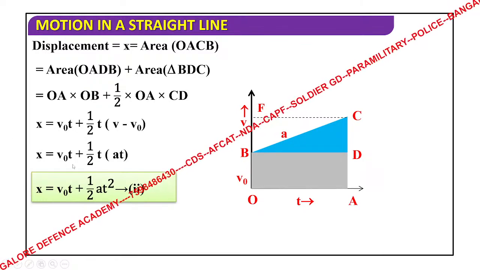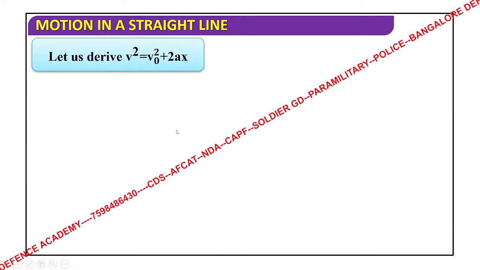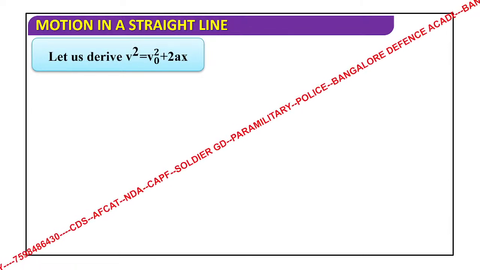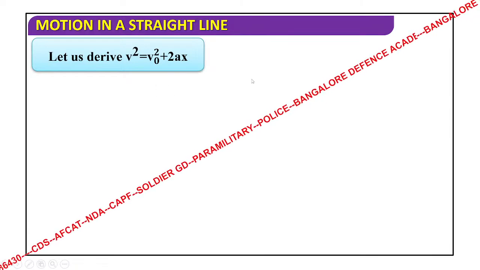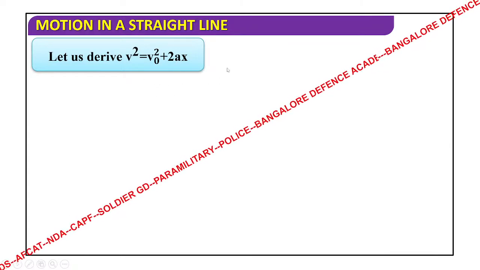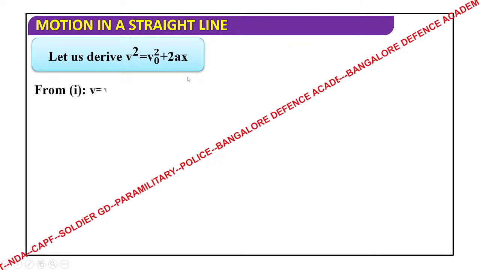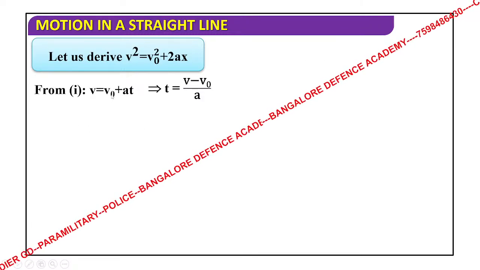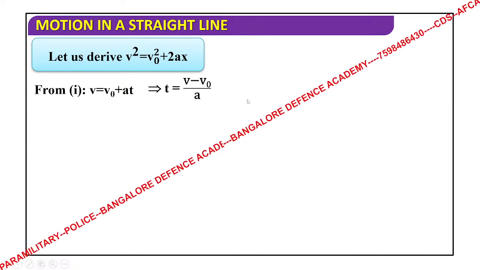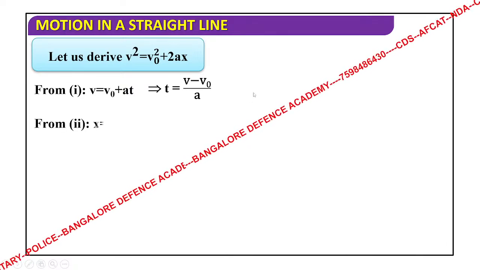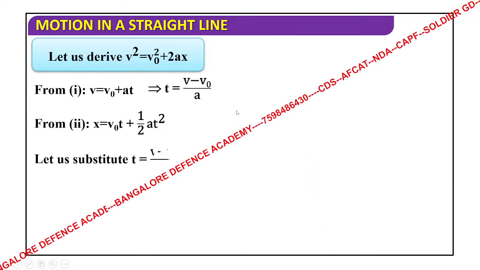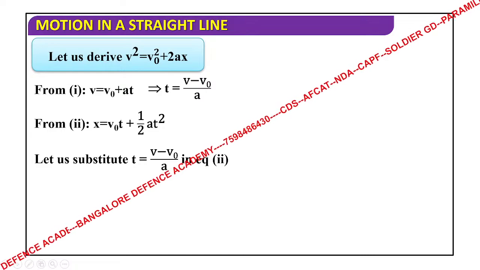Okay, next we'll move on with the third equation. Let us derive the third equation: v square is equal to u square plus 2ax. Some of the textbooks mention v naught as u, so you have to take it as u square. From the first kinematic equation, you know v is equal to v naught plus at, so t is equal to v minus v naught by a. And from the second equation, you know x is equal to v naught t plus half at square.